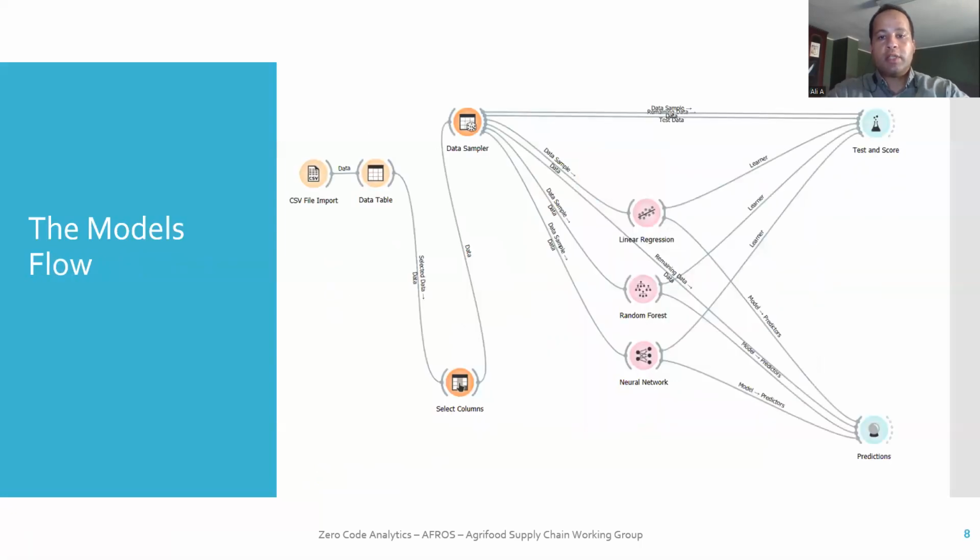This is what the model will look like in Orange. You don't have to use all methods, but the functionality of Orange makes this a breeze. First, we open the data through a file import. We view the data in a table and select the required columns for our experiments. Then we use the data sampler to split the data and connect it to our training models.